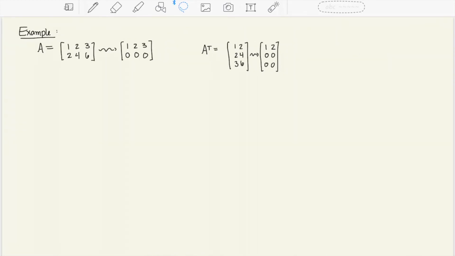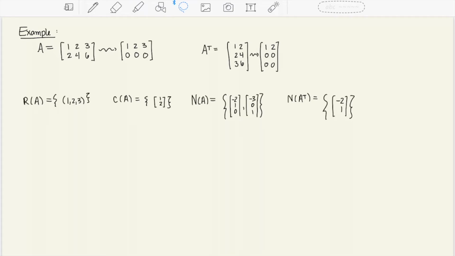So let's take the matrix 1, 2, 3, 2, 4, 6. This is just a simple little matrix. One row operation, minus 2 row 1 plus row 2, is going to turn it into 1, 2, 3. I've also worked out the transpose here and then already applied 2 row operations to put the transpose into reduced row echelon form as well. That way we can easily jot down bases for all of the 4 fundamental subspaces.